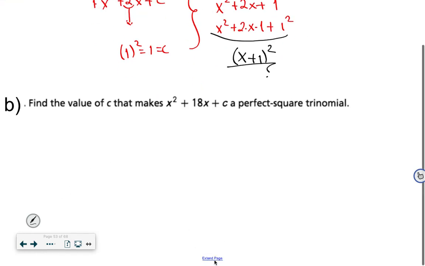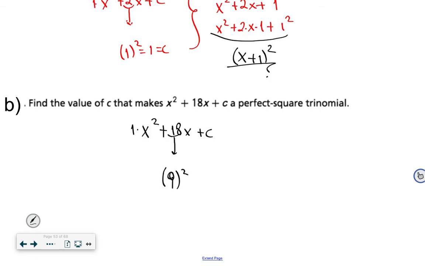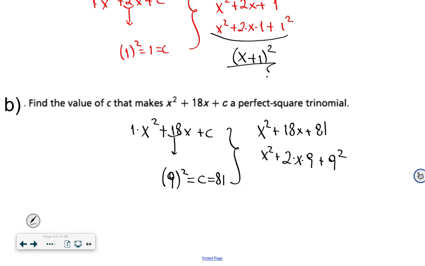Next question. To be able to find the c value, remember that the coefficient of the x squared is 1. That's why divide the number in the middle by 2, which is 9. Take the square, which is equal to c. c is equal to 81. Why? Because x squared plus 18x plus 81 can be written x squared plus 2 times x times 9 plus 9 squared. Because of the perfect square trinomial, you can write it as (x plus 9) squared. This is your answer.